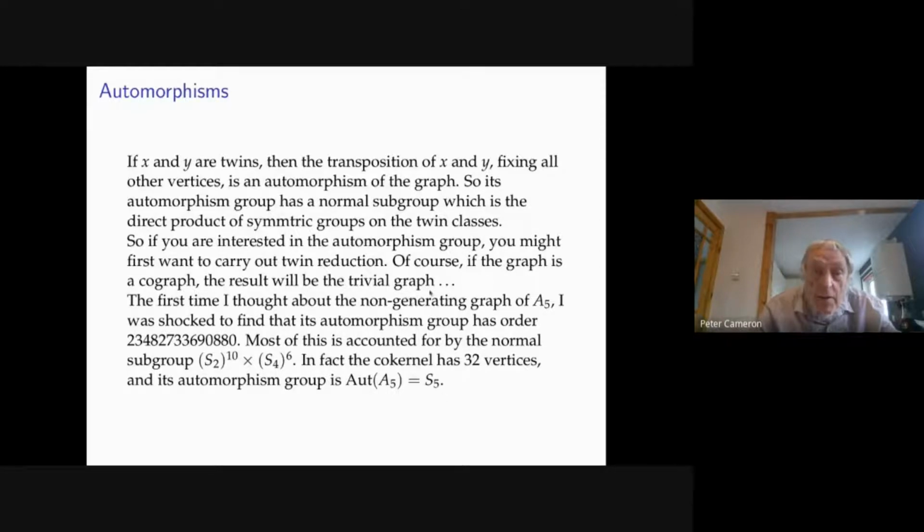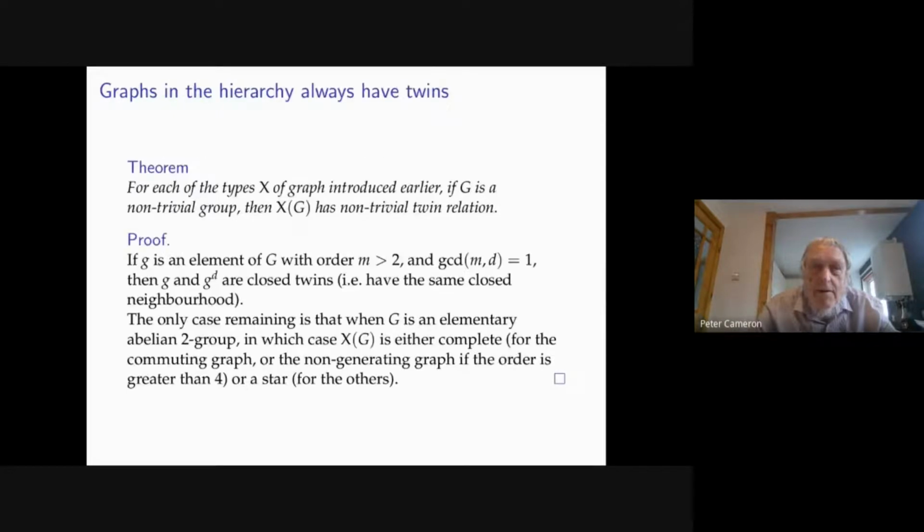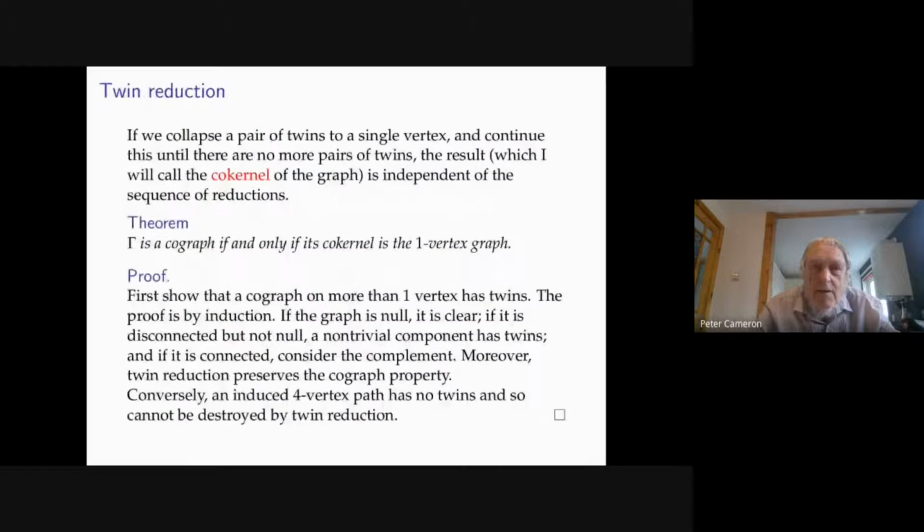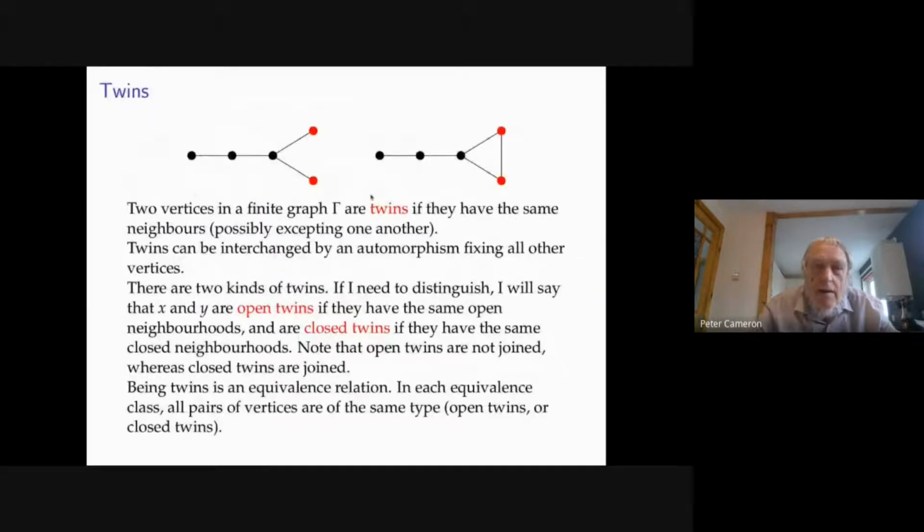Except there is another problem that might conceivably arise, and that is when you do twin reduction, you might create automorphisms that weren't there before. If you just go back to that example that I had of graphs that contain twins, if I identify the twins in this graph, I just get a 4-vertex path. So I get an automorphism that wasn't there before, the automorphism that swaps the two ends of the path and the two vertices in the middle.